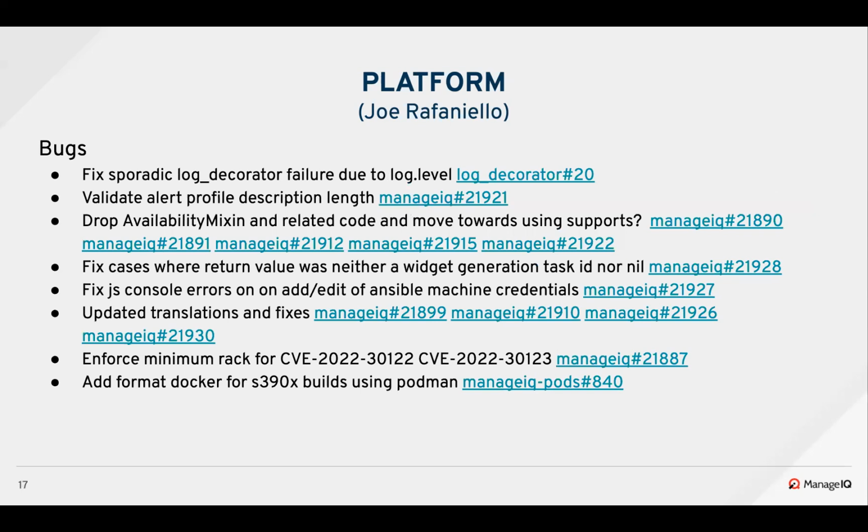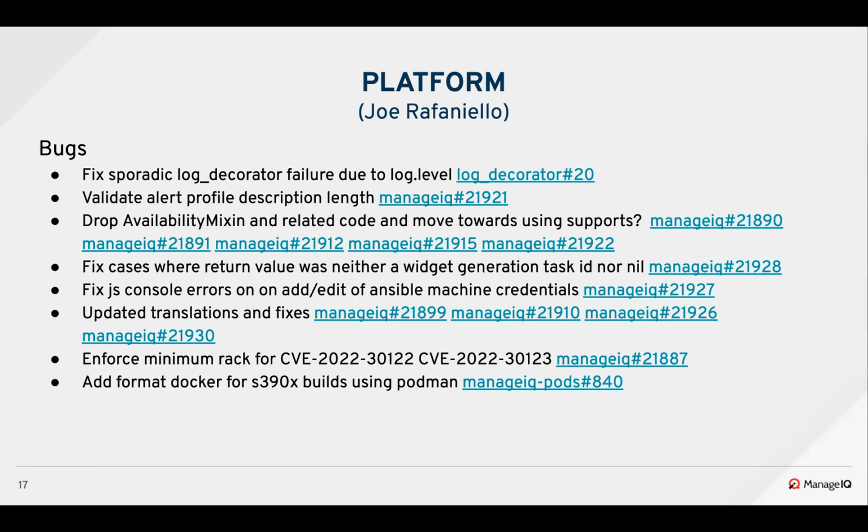For platform bugs, Adam fixed a sporadic test failure caused by changes to the shared state, the log level, by resetting it during the teardown of the test. Keenan fixed a problem where we had expectations in the UI regarding an alert profile's description length. He added an explicit 255 length validation in the model, so we don't rely on the UI for that. Keenan continued his work on moving from the availability mixin to supports. He converted the last few remaining uses of the mixin and was able to remove it. Adam also updated some of the IPMI checks to use the correct supports API and to also put those checks before we actually do IPMI operations.